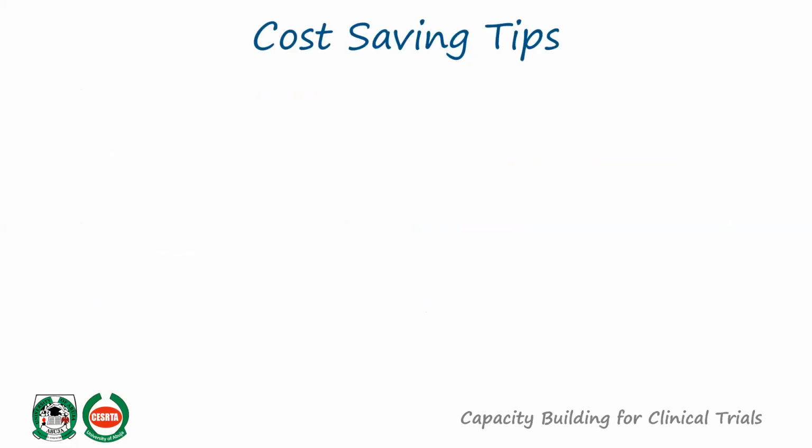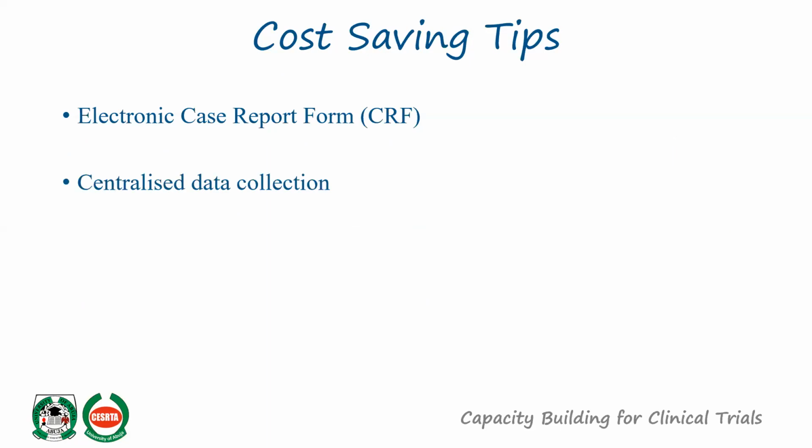So what are the areas where we can also save cost in clinical trial? Especially by the time we are developing the budget, it's always better we develop a good budget, and at the same time, we look at areas where we can also cut costs. Instead of using our normal paper CRF, we can make use of electronic, so we can budget for that. The centralized data collection, depending on the way the data is to be collected.